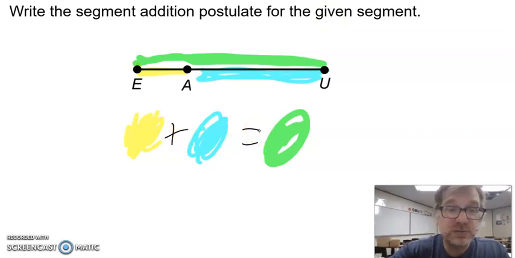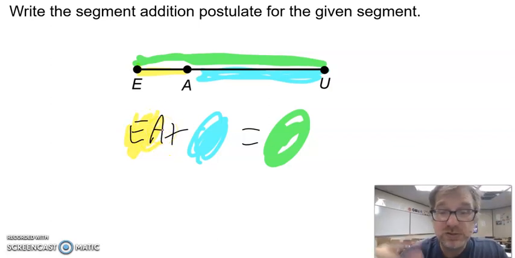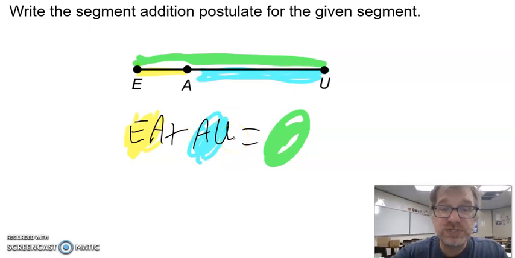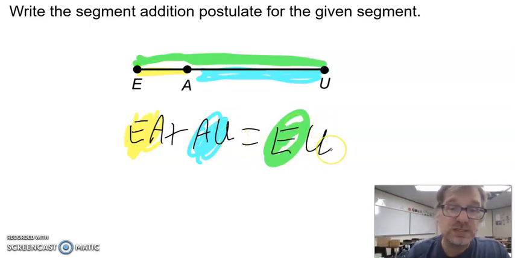Well, how long is the yellow segment? The yellow segment is from E to A long. Notice there's no bar on top. That means it's a length. From E to A long is that yellow segment. A to U long is the blue segment, and the entire segment goes from E to U. So that is my segment addition postulate.